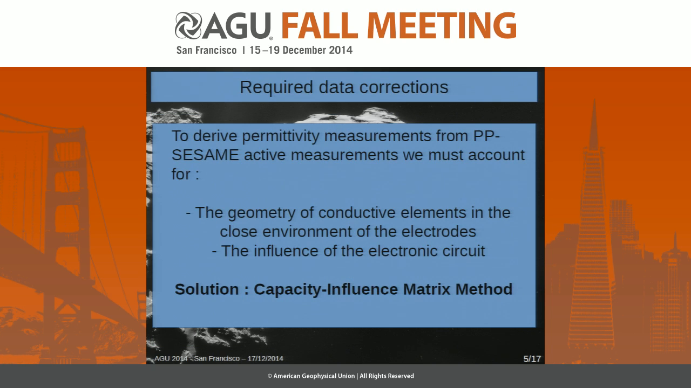So in theory, it works quite well. In practice, we have to correct for a certain number of things. For example, we have the body of the lander that is in between our electrodes, and it's a conductive element, and it's going to influence our measurements. We also have an electronic circuit that links all the electrodes that will have an impact on our measurements. To correct for these, we have developed the capacity influence matrix method, which I'm going to describe to you.